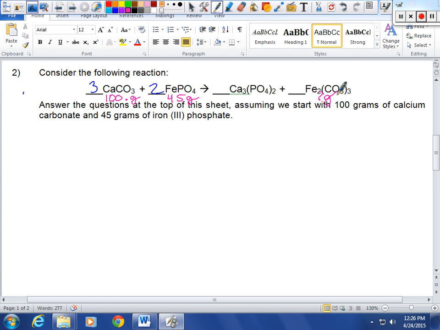All right, so again, the same problem starts off. Which number do I pick to go to my product? Do I pick calcium carbonate or do I pick iron 3 phosphate? Do I pick 45 because it's the lowest? What do you have to find first? The limiting reactant. All right, so let's start there.